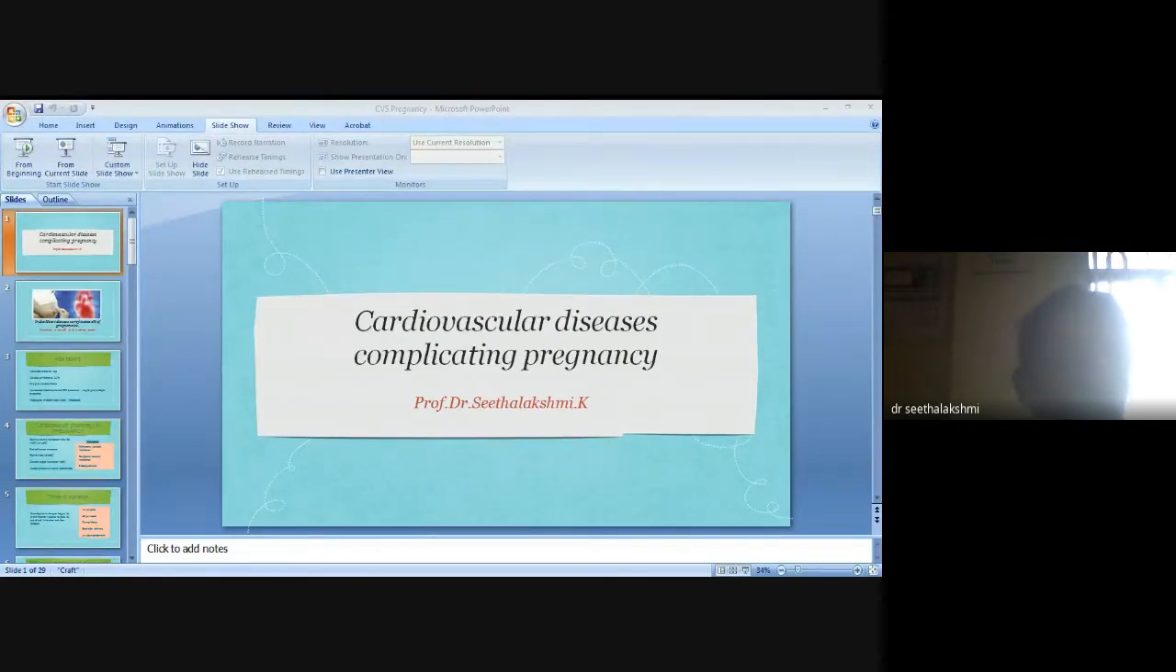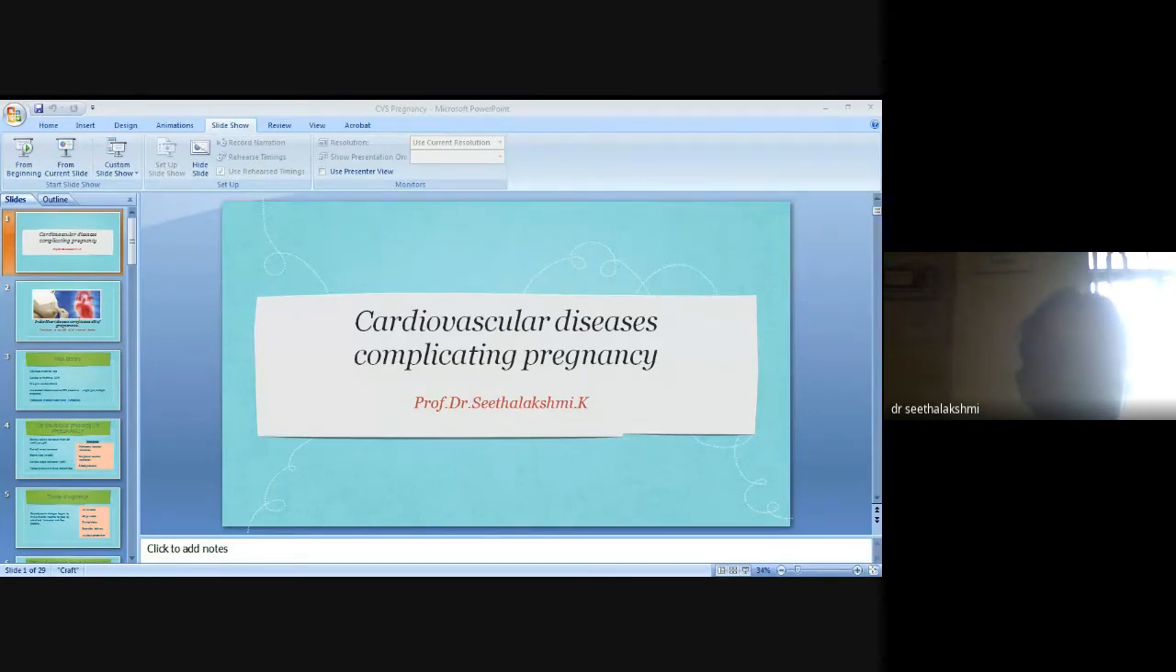And the management depends upon the principles, that is early diagnosis and evaluation of the anatomical type and functional grade of the disease, detecting high risk factors to prevent cardiac failure, and a multidisciplinary team approach at tertiary care. So what are the therapeutic terminations? When the cardiovascular disease in pregnancy is very endangering, that it is going to affect the health of the mother, then you opt for therapeutic termination of the pregnancy.